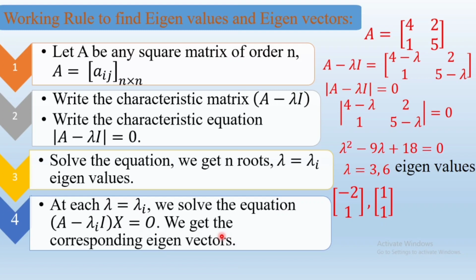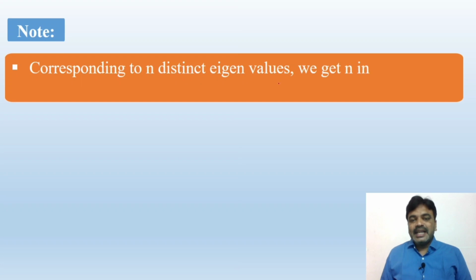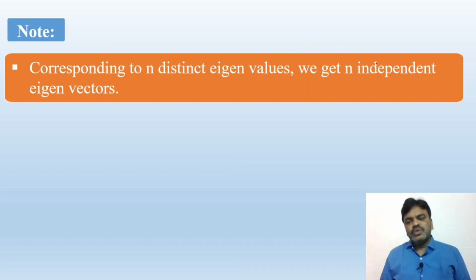Now if you observe here, how many eigenvalues do we have? 2 eigenvalues. How many eigenvectors do we get? 2 eigenvectors. Let us see one note, friends. Note: corresponding to n distinct eigenvalues, we get n independent eigenvectors. Previously we had 2 eigenvalues, we got 2 eigenvectors. If there are n distinct eigenvalues, we get n independent eigenvectors.